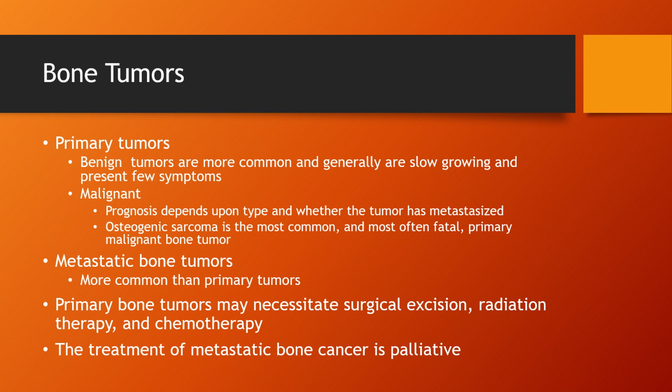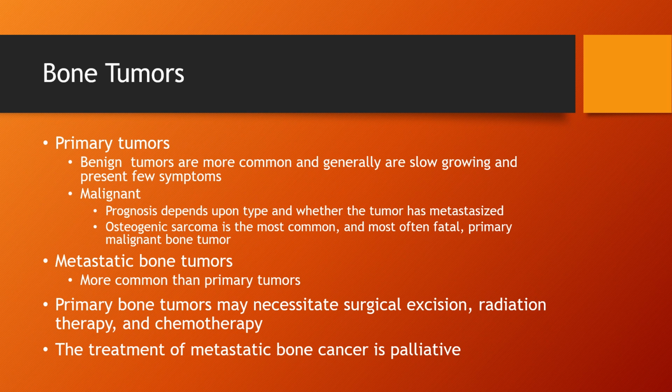Okay, and then we're going to talk a little bit about bone tumors. There can be primary tumors of the bone. They can be benign or malignant. Benign tumors are more common and generally are slow growing, present very few symptoms or problems. But malignant, the prognosis depends on the type and whether the tumor has already spread. Osteogenic sarcoma is the most common and most often fatal primary malignant bone tumor.